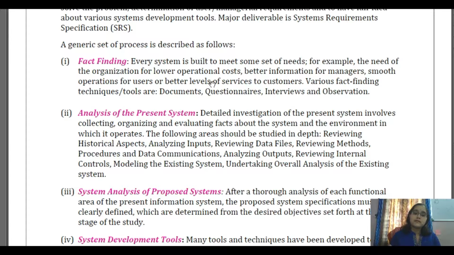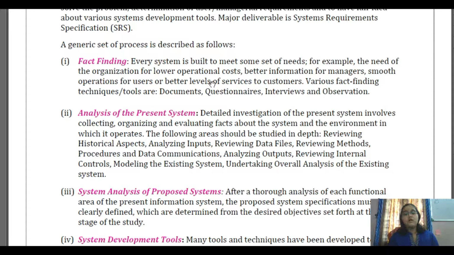And then comes reviewing methods and procedure and data communication. A method or procedure means a sequence of steps in which a task is accomplished. So while understanding the system, the analyst must understand the series of steps in which the concerned operation is being completed and how it is being done. Analyzing the series of steps gives him an overview of how the system is working or how a particular task is being accomplished.